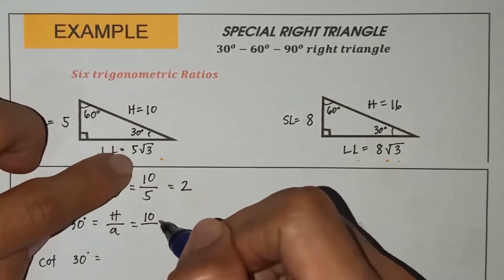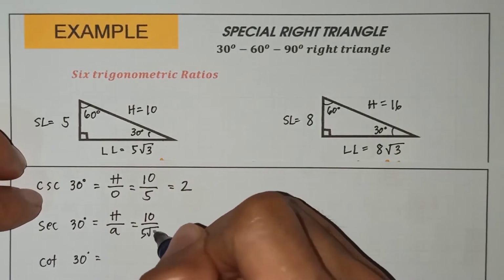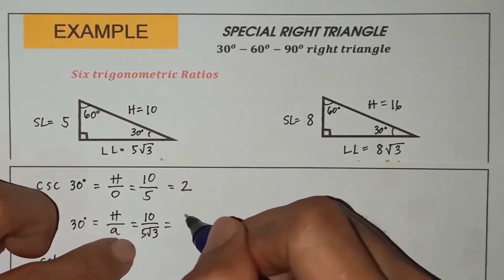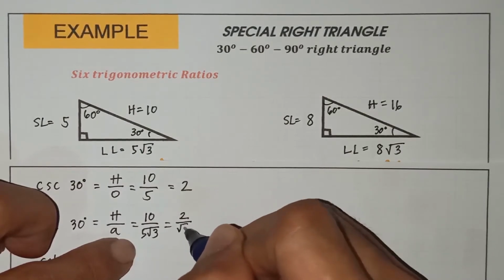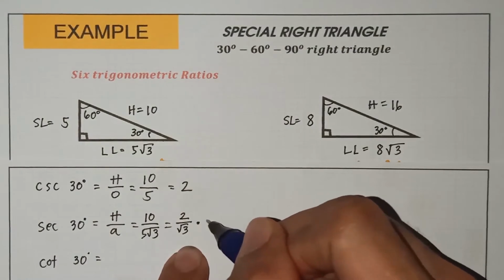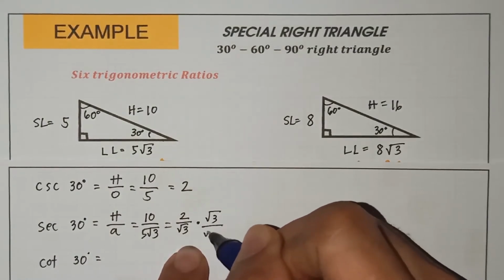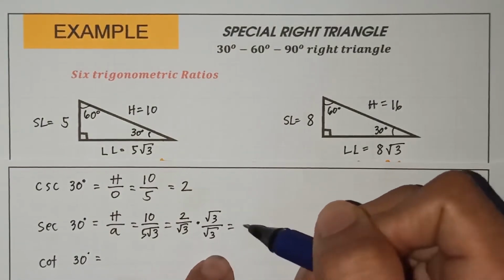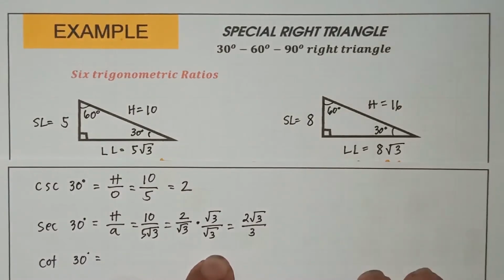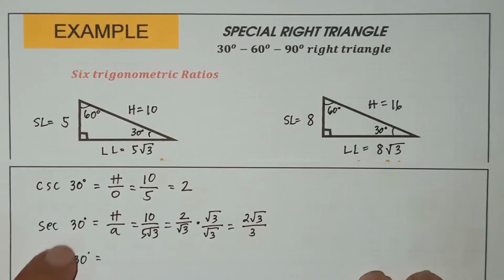And the adjacent here is 5 square root of 3. And that is 10 divided by 5 is 2 over square root of 3. Since the denominator is a radical, rationalize it, square root of 3 over square root of 3. The result is 2 square root of 3 over 3. That is the secant 30.